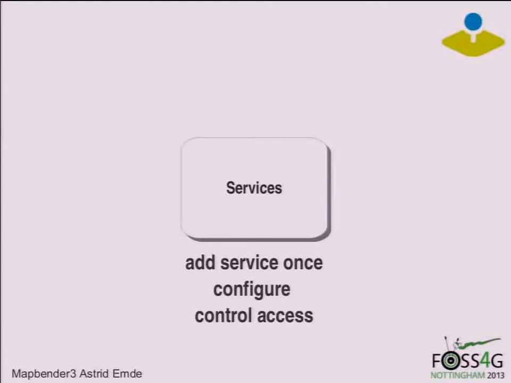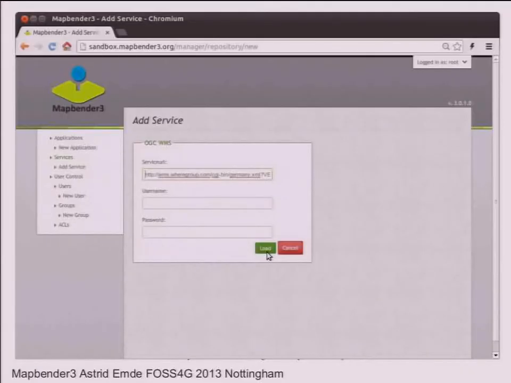Our concept is that you have a tool where you can have a repository for your services. So you will add one service, like a WMS, one time to Mapbender, and then you move it to your applications and still have the overview on the service and always can update it from the administration and get an overview on what services you handle in your Geoportal. You can configure the service and you define control access for the service in the application. So how does it work? You know the service URL and you publish it.